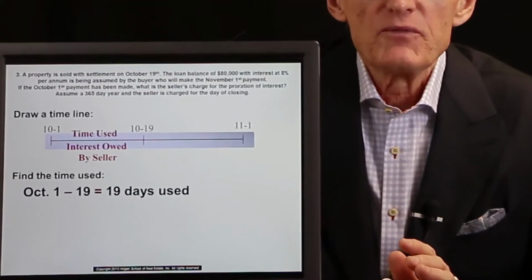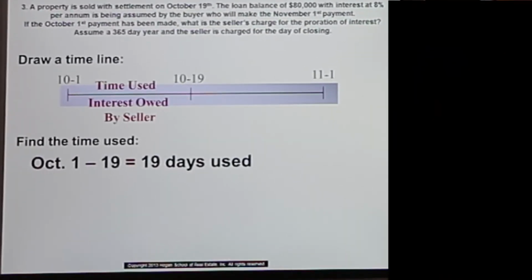Okay, this is a little bit different. So let's take a look at our timeline here. The October 1st payment has been made, and remember from our financing discussion in a previous lesson that interest is always paid in arrears. You don't pay interest in advance, you pay interest in arrears. So the payment on November 1st that the buyer will make, as the question tells us, includes principal and interest, but the interest is for the month of October. And since closing is on the 19th of October, then we're going to have to charge the seller for the interest for that period of time. The seller owes interest for those 19 days.